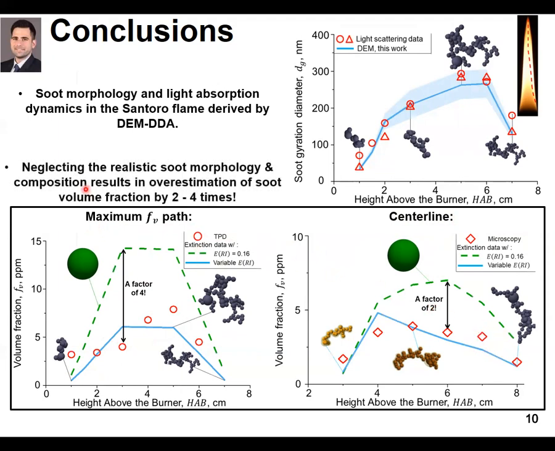Furthermore, we showed that neglecting the realistic soot morphology and composition results in an overestimation of the soot volume fraction up to a factor of 4 at the maximum volume fraction path and up to a factor of 2 at the centerline of the Santoro flame. This overestimation is on par with the discrepancy between models and data that I showed you in the beginning of my presentation. So the volume fractions that we derived here, accounting for the evolving soot morphology and composition, could be used to assist combustion models to close the soot mass balance in diffusion flames.